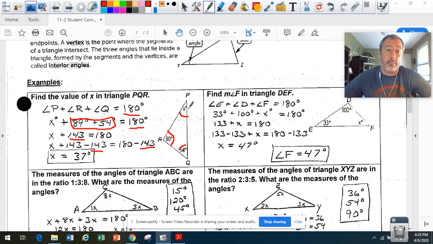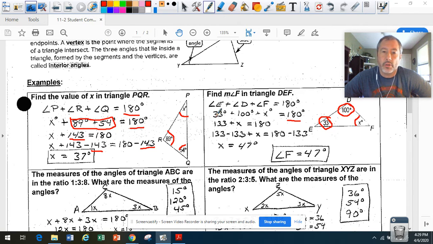Okay, so if you were to add up, once again, 37 degrees plus 89 degrees plus 54 degrees, that should equal 180 degrees. Let's look here at the next one. We have triangle DEF, and they want us to find the measurement of angle F. Well, what's nice here, I am given two of the angles right here. I have angle E is 33 degrees, angle D is 100 degrees. So angle E plus angle D plus angle F equals 180 degrees. So 33 degrees plus 100 degrees plus X must equal 180 degrees.